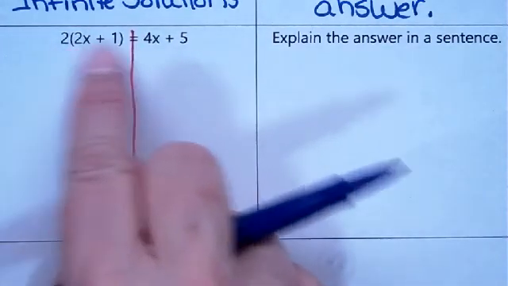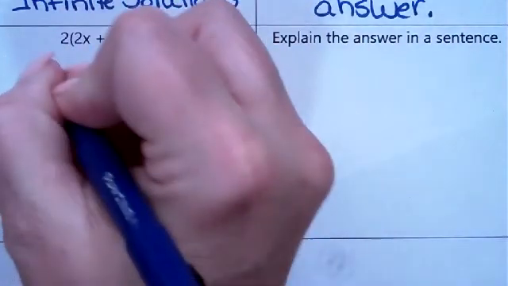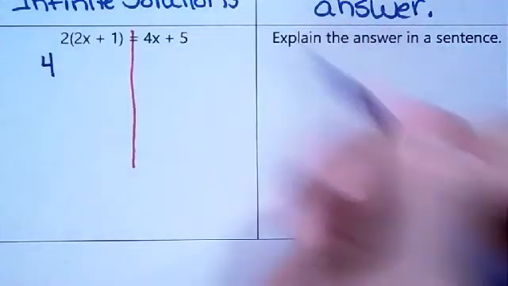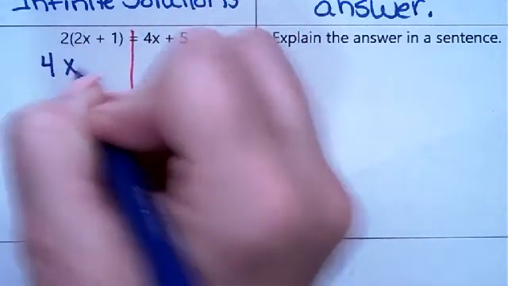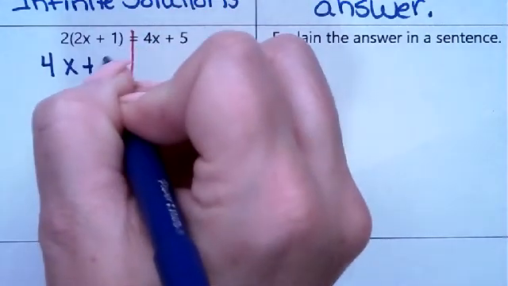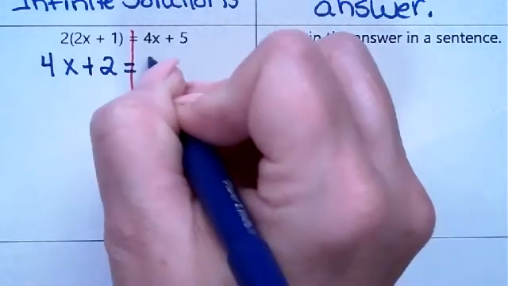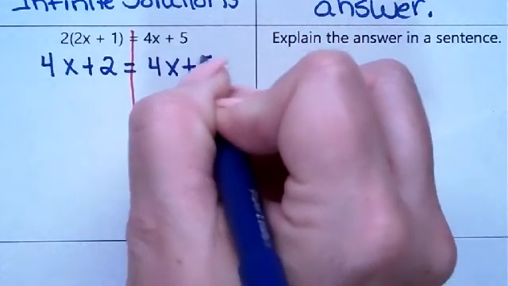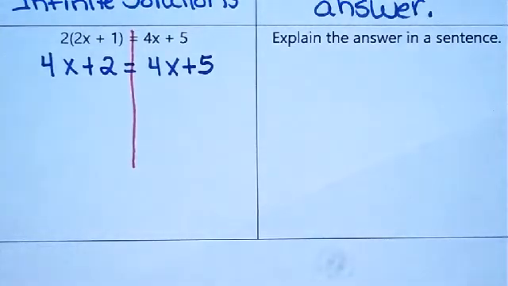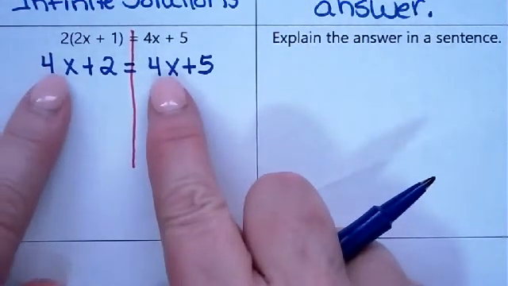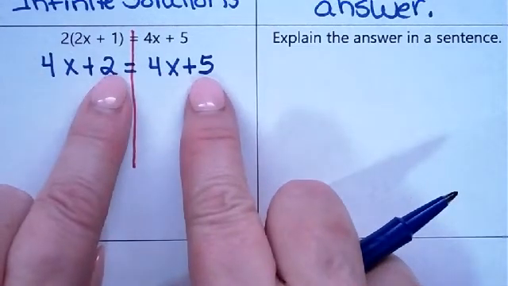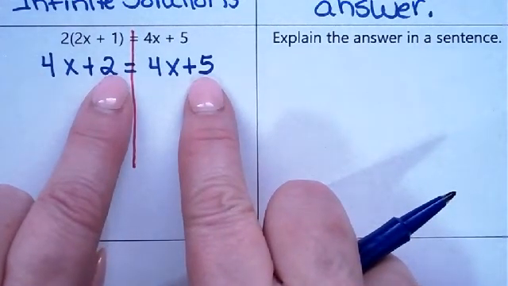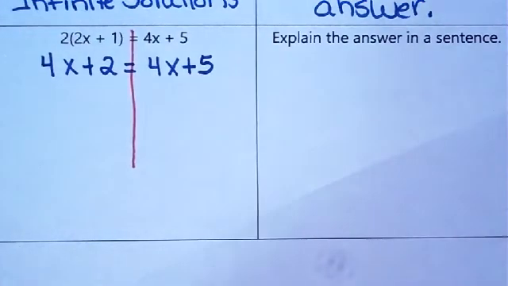Again, I've got my distributive property right here. And I'll tell you what, that's the way they disguise these, making them look different, okay? So I've got 2 times 2x, which is 4x, plus 2 times 1, which is 2, equal to 4x plus 5. Now, some of y'all are sharp enough to catch this right here. The variable part is exactly the same, but the constant part is different. Okay, that's important.